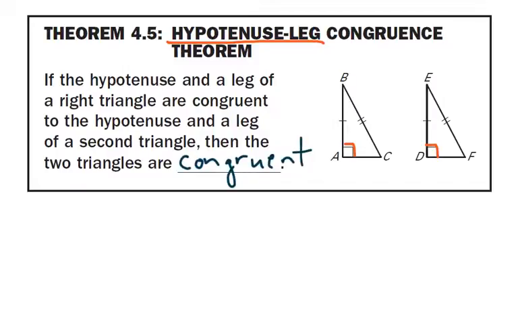Okay, and we will abbreviate this one HL. Notice that is still 3 parts of the triangle, because you know the right angles are congruent, the hypotenuse and the leg, so that is 3 parts altogether.